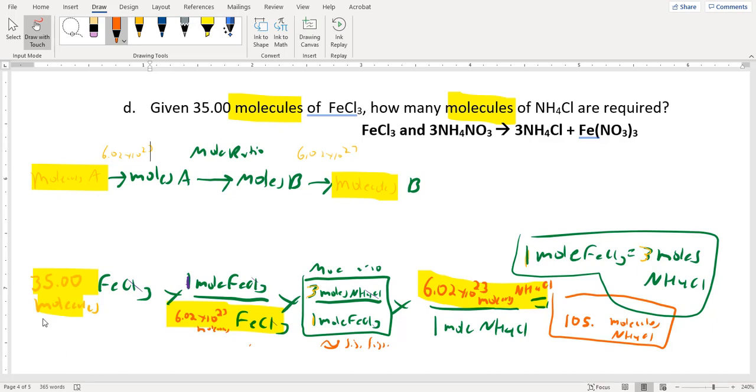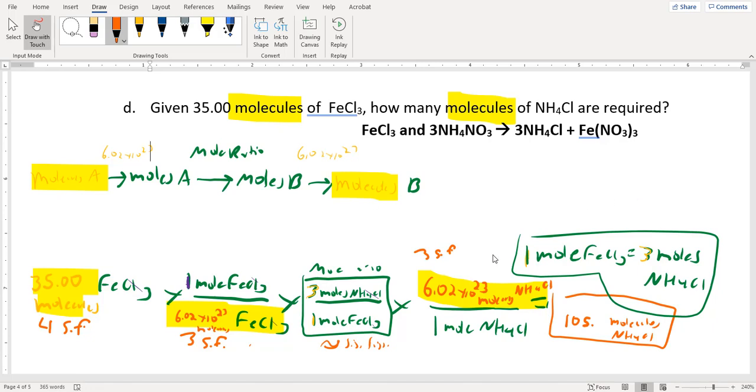As far as sig figs goes, the starting value has 4 sig figs. Avogadro's number in this case has 3 sig figs. And then the final answer has 3 sig figs as well. So your final answer should be rounded to 3 sig figs. Notice there's no 0 past the decimal point because then that would make it 4 sig figs.